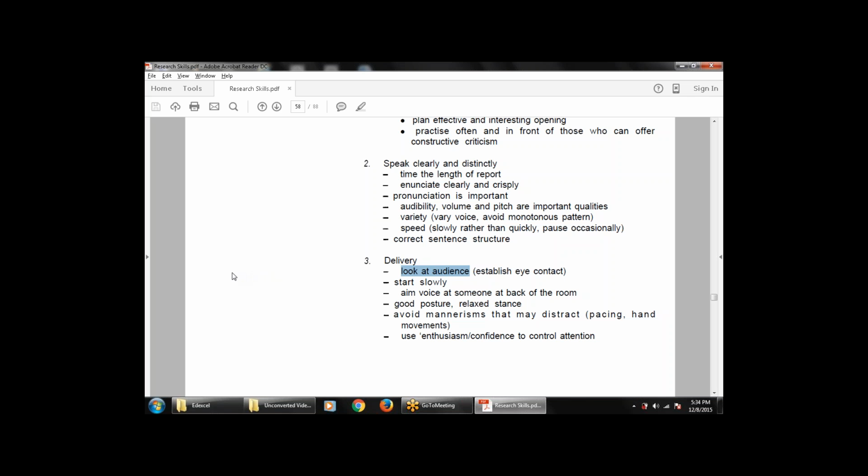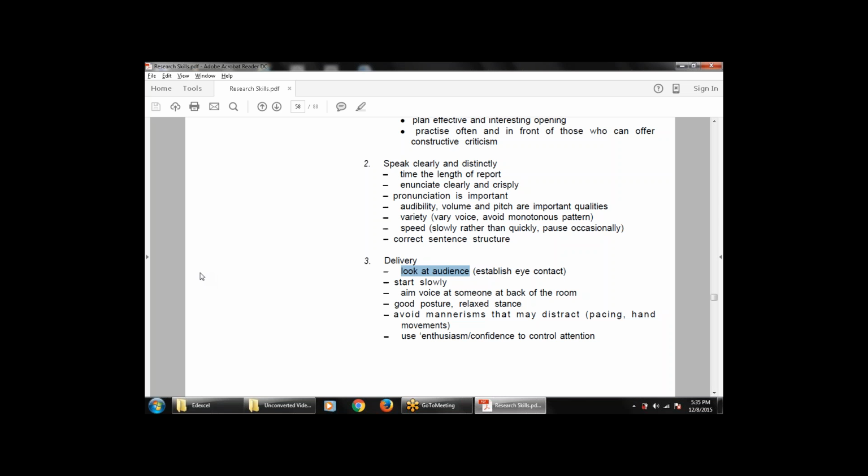Then use enthusiasm and confidence to control the attention. Whatever attention is given, you must control it using confidence and enthusiasm. That is the delivery part. Your delivery must be good and accurate.